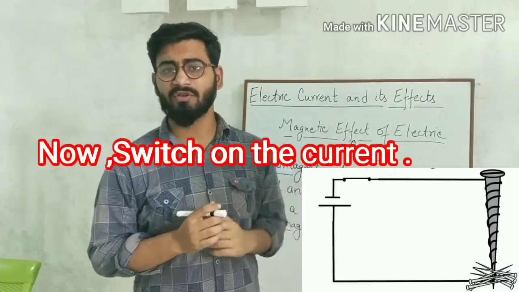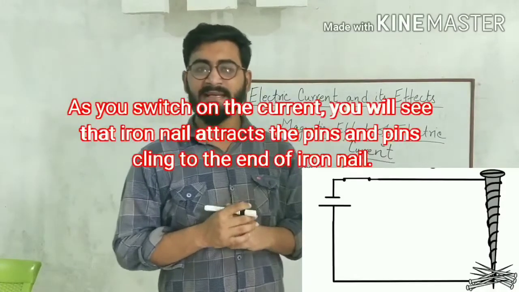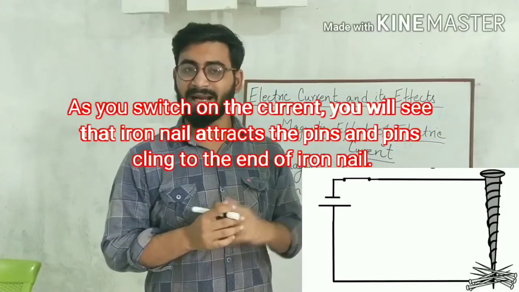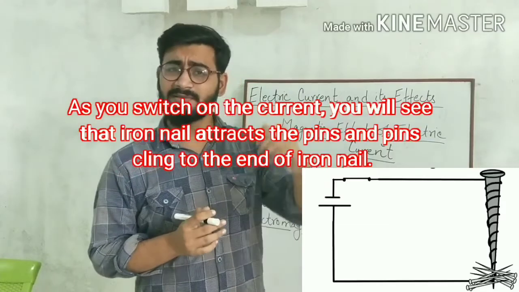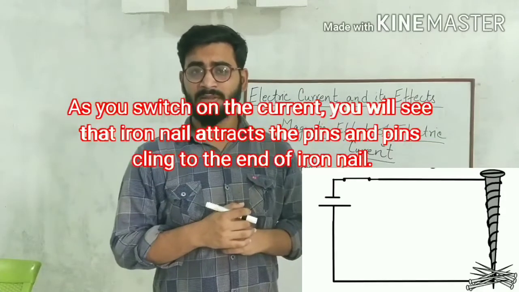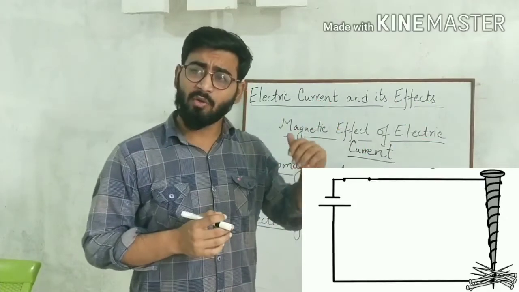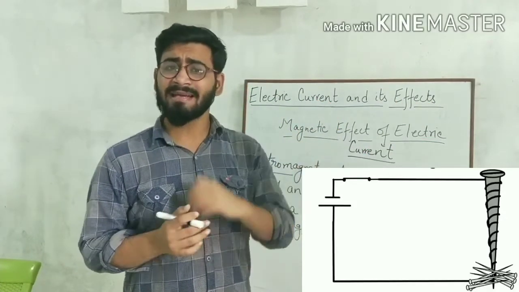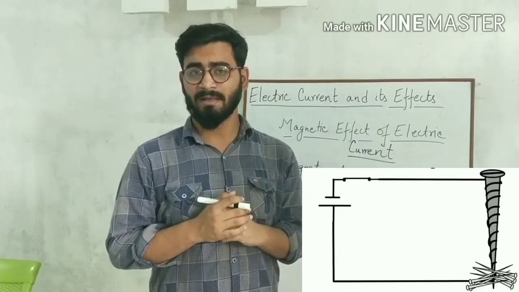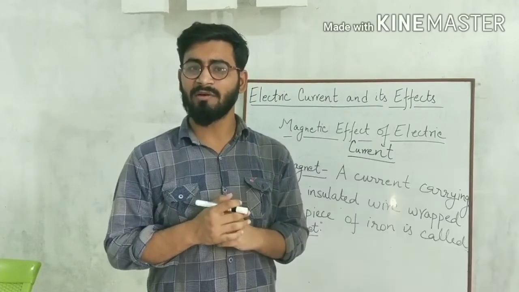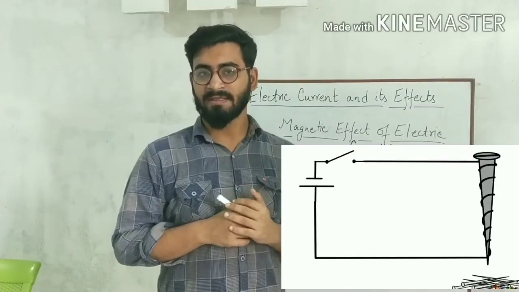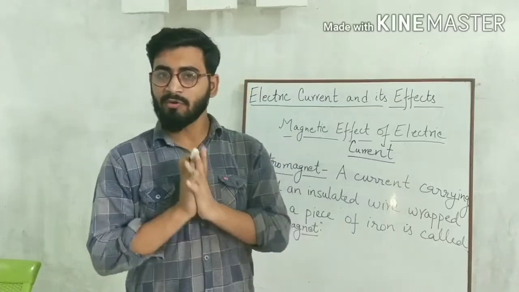As soon as you switch on the current, you will see that the iron nail attracts the small pins, and the pins will cling to the end of the iron nail. So, the coil in this activity acts like a magnet when electric current flows through it. And when electric current is switched off, the coil loses its magnetism. Such coils are called electromagnets.